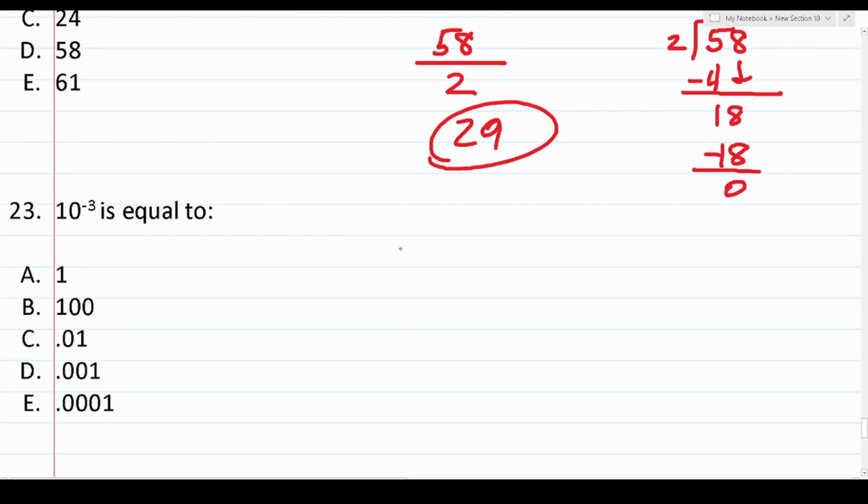All right, number 23 says 10 to the negative third is equal to. As I mentioned in this video already, we can rewrite numbers that are written with negative exponents with that exponent as a positive exponent in the denominator. So in other words, 10 to the negative 3 is the same as 1 over 10 to the 3 with a positive exponent. And now we can just solve this one by doing some basic arithmetic.